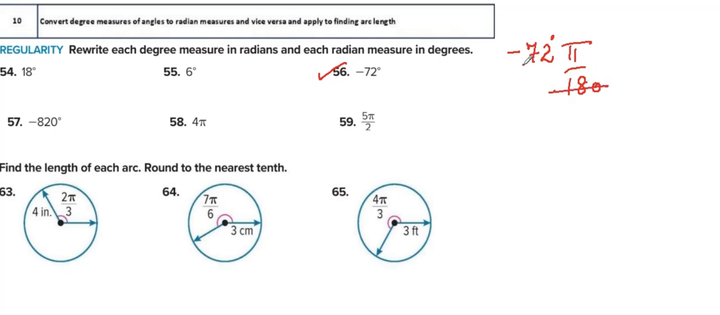So simplify it: 6 3s are 18, 6 1 is 6, 6 2 is 12. Then you can divide both by 3. 3 4s are 12 and 3 1s are 3. Then 2 here and 5 here. So what is left? Minus 2 pi over 5.